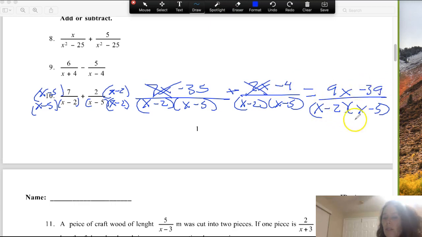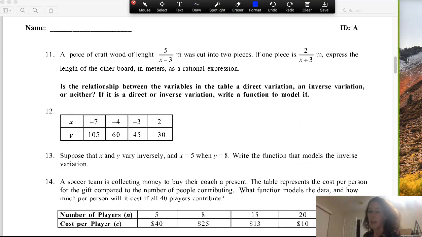Now see if any reducing can be done. Even if I pull out a 9, that's actually not going to work. 9 doesn't divide into 39. So I think you're done.